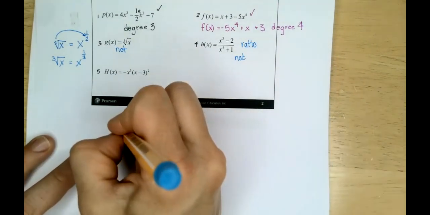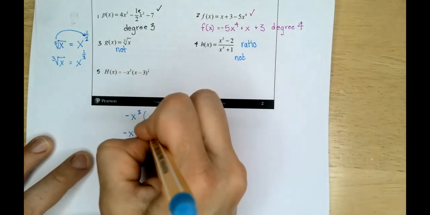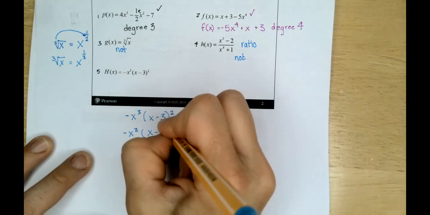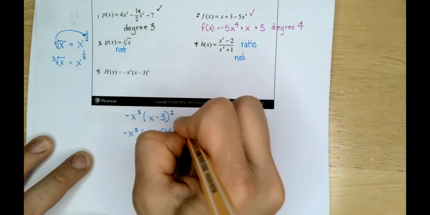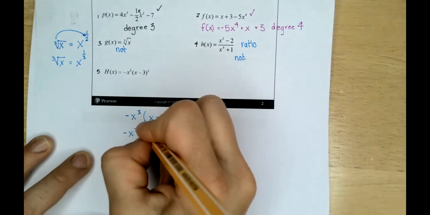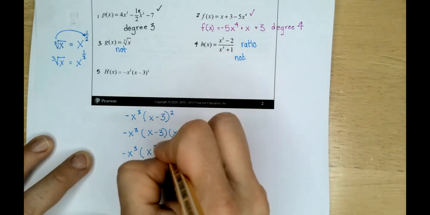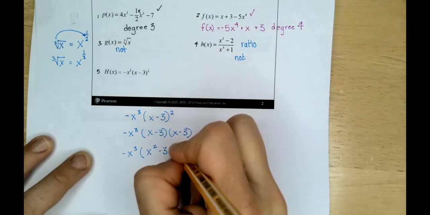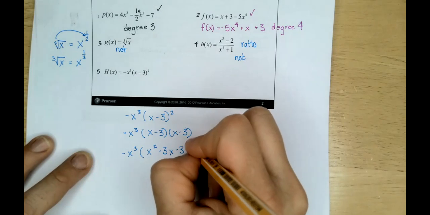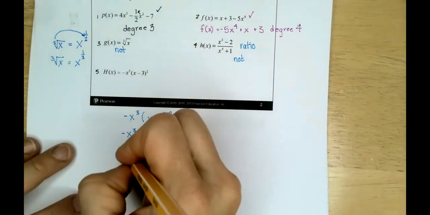So negative x to the third times x minus 3 quantity squared, I'm just going to expand it out, okay? x minus 3 squared means x minus 3 times x minus 3. I'll do these first. x times x is x squared. x times negative 3 is negative 3x. Negative 3 times x is negative 3x. And then negative 3 times negative 3 is positive 9. And then I'm going to distribute that negative x cubed.